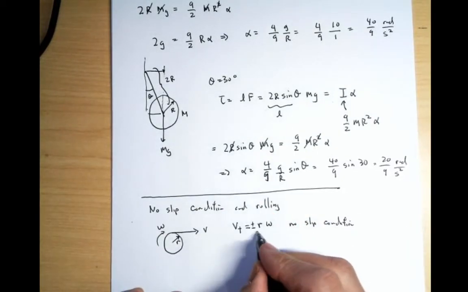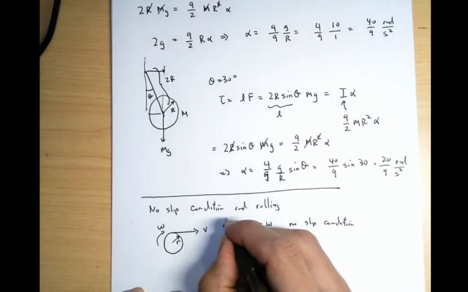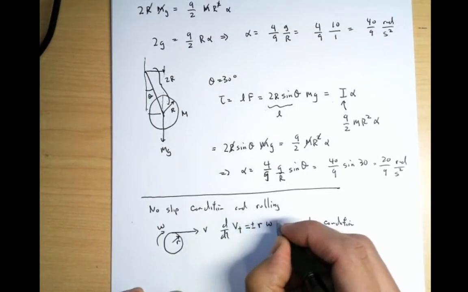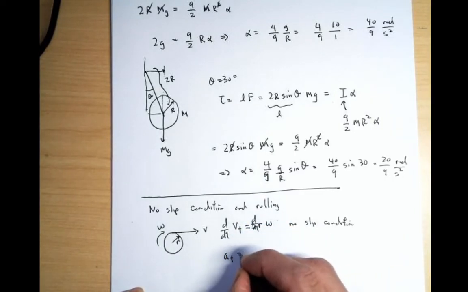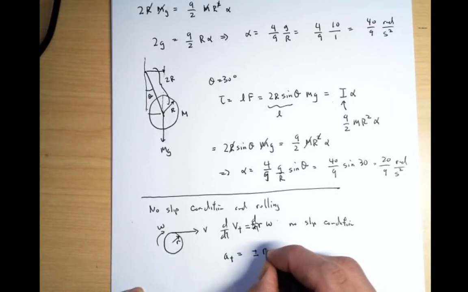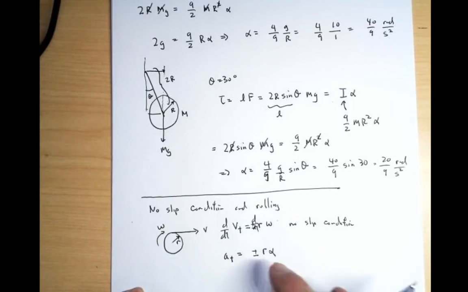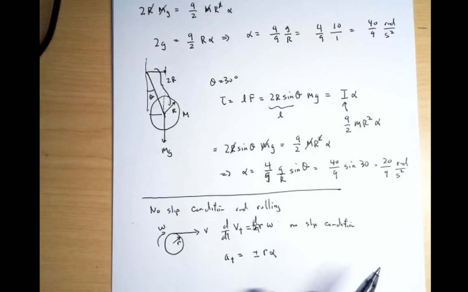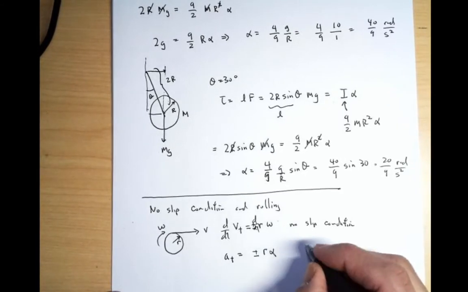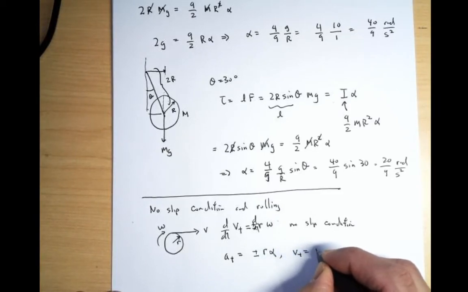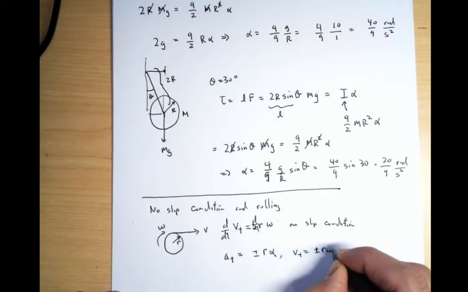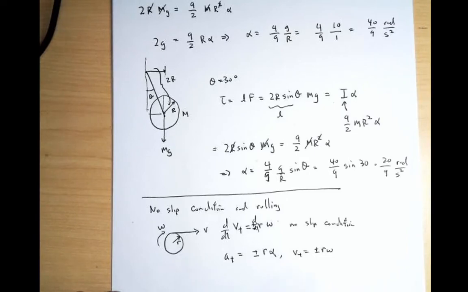Likewise, if you take a derivative of this, d by dt on both sides, then the tangential acceleration is equal to plus or minus r times alpha, assuming r does not change, which usually it does not. So the two no slip conditions are this one, and vt equals plus or minus r times omega, right? Now, the important thing is, what determines the plus or minus?